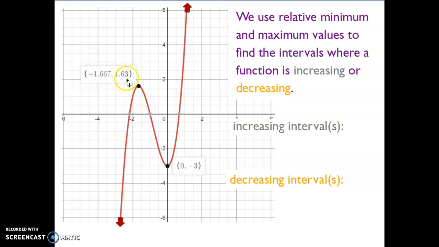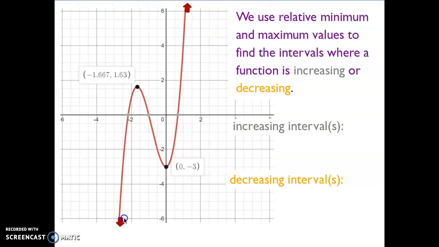All right, increasing and decreasing. Those come from my relative maximum right here at the top of the hill and my relative minimum right here at the bottom. So I'm going to turn my pen gray and I'm going to look at increasing. Increasing means going up. So it's increasing here and it's increasing here. All right, and decreasing means going down. Decreasing is here. Okay, once we've identified that, we can write the intervals.